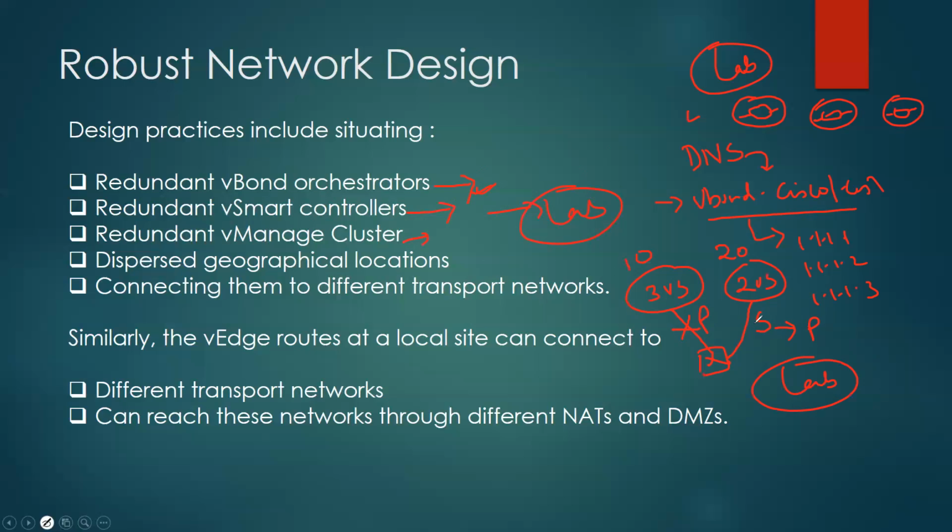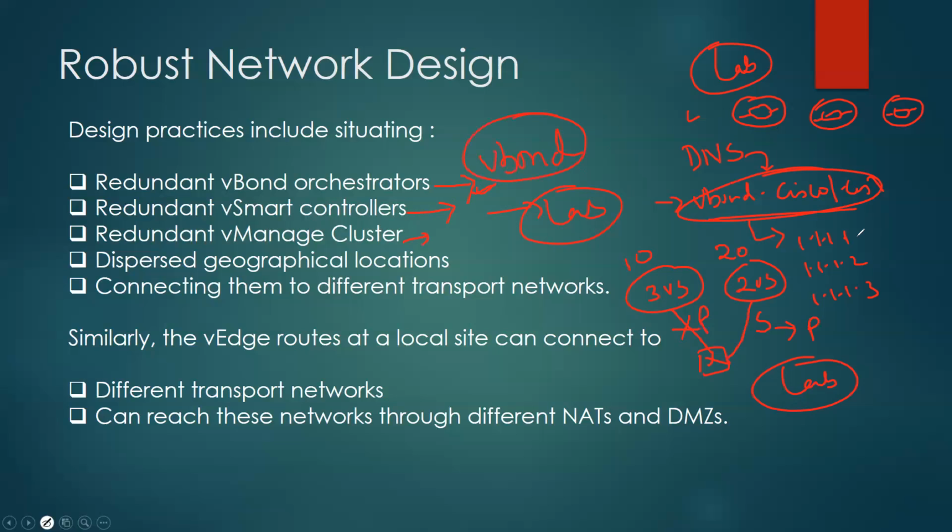Could you please repeat this one? The vBond orchestrator redundancy means we need to install 2 or 3 vBonds for the one site? That is for the redundancy. Yeah, so your vBond may be at any location, there is no problem, but all vBonds are glued with the same name server.